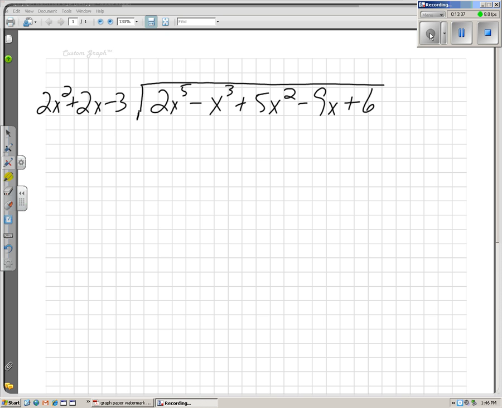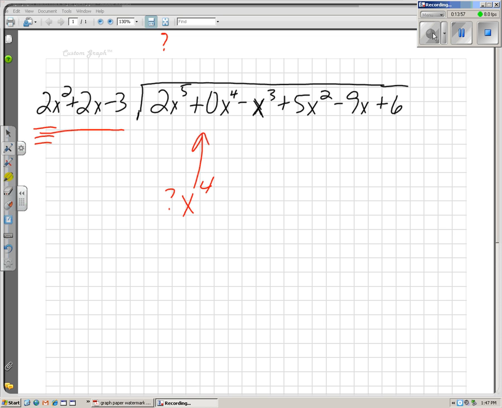Okay, and one last problem. There's 3 terms out here, but nothing to worry about. You still just look at the first term when you're trying to decide what to put up here. The problem with this is a trick they're going to throw at you. You're missing an exponent. Okay, we have x to the 5th and x cubed and x squared and x. We're missing an x to the 4th. So we just insert a 0x to the 4th because we have to have every exponent represented to keep everything lined up nice.